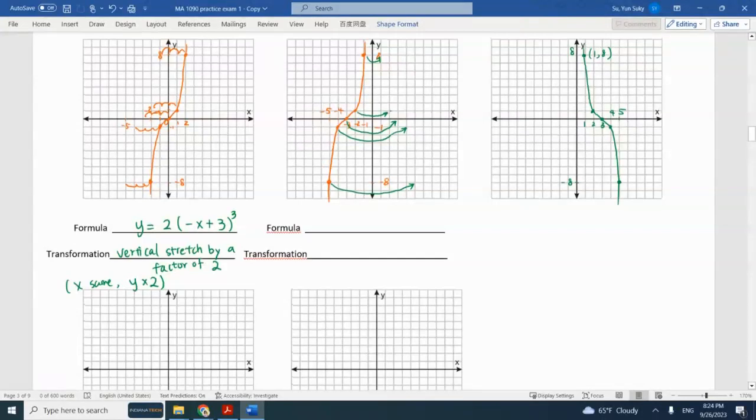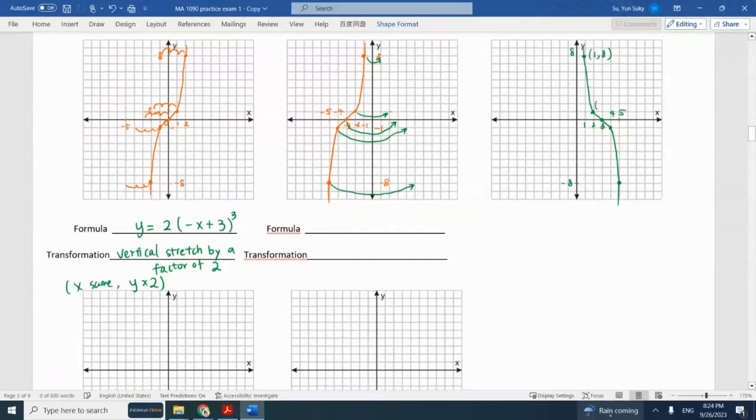Okay, so maybe let's draw the next point. The next point is 2, 1. Okay, 2, 1. The 1 multiplied by 2, you get 2, 2. So this is 2, 2. And then next point, 3, 0. 3, 0. When you multiply the y coordinate by 2, it gives 3, 0. A typical mistake is sometimes students also multiply the x coordinate by 2. No, x coordinate remain the same.